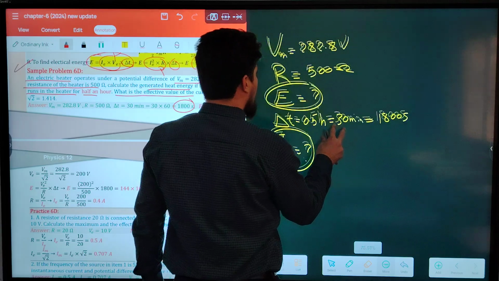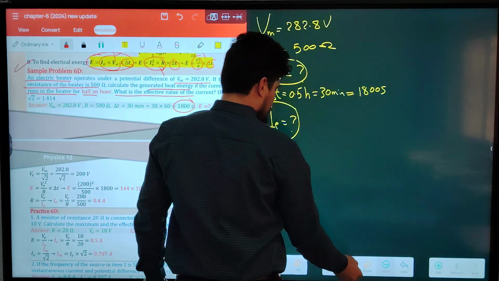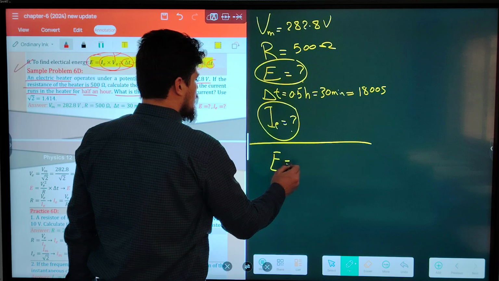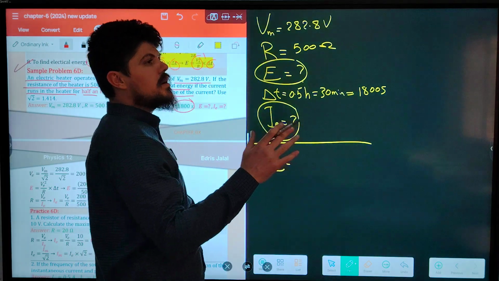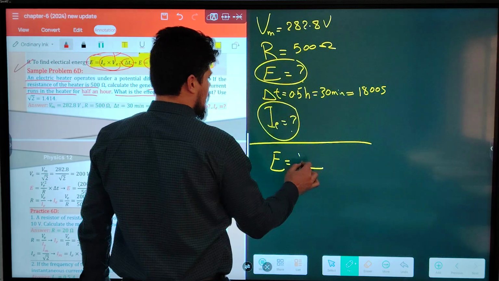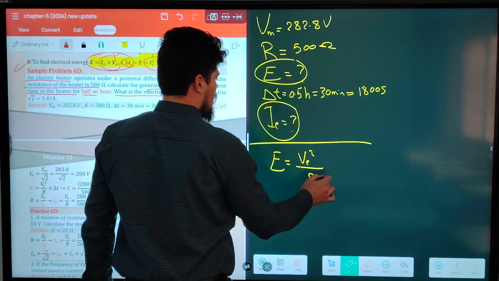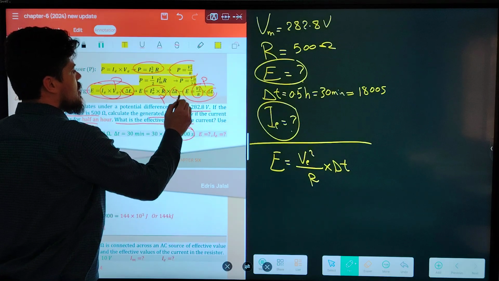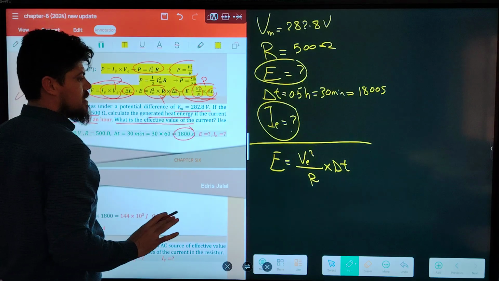Guys, look. How can we at first determine E, the generated heat energy? E is equal to what? IE square R times T, or VE square over R times T. VE square over R times delta T. Why? Because we don't have IE. This equation can be used to determine E.